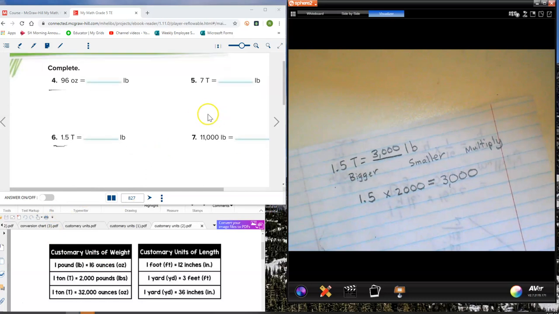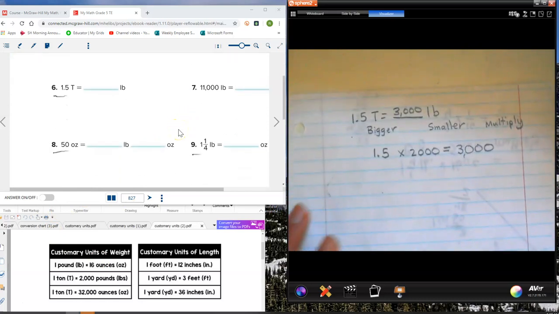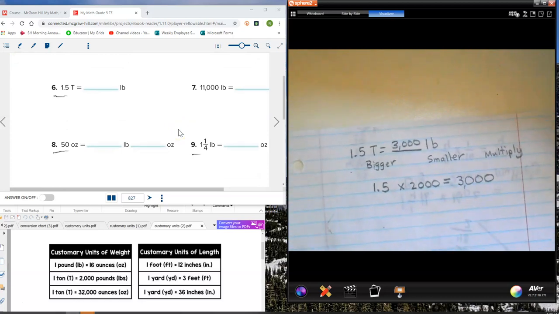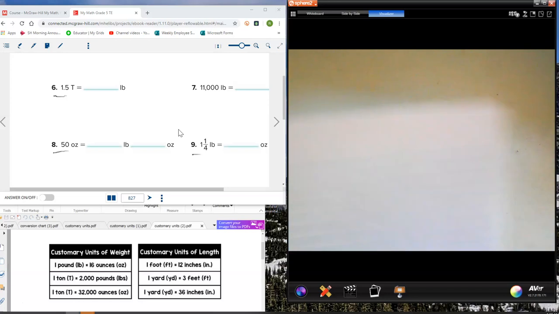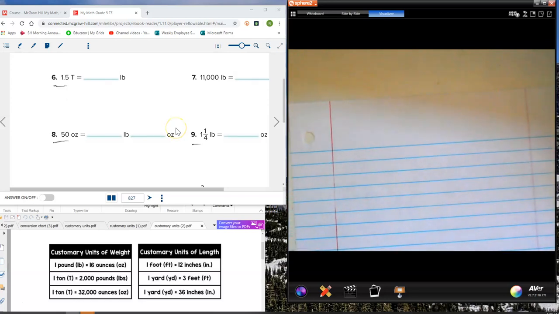I'm going to move down a little bit and try some other one of these problems so you can kind of see some different things we're doing. And I'm going to change out the paper really quick so I have plenty of room for you to see. I'm going to look at number 8 right now.